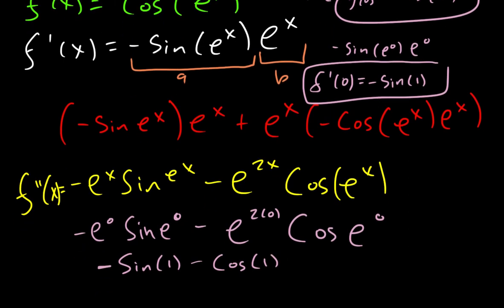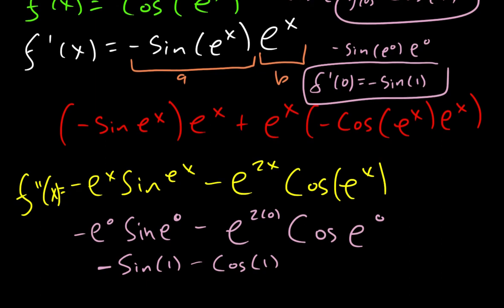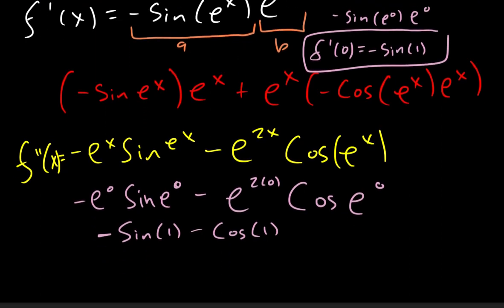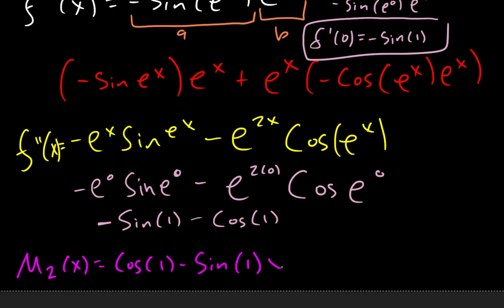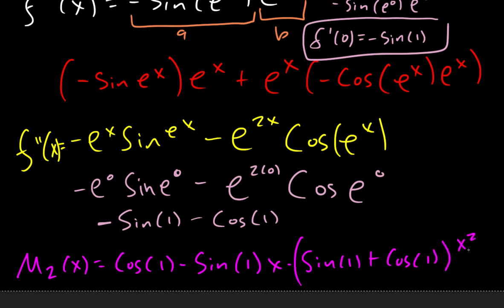So when we write this as a Maclaurin polynomial of degree 2, it's going to look like this. So M2 of x equals cosine of 1 minus sine of 1 x minus sine of 1 plus cosine of 1, x squared over 2 factorial.